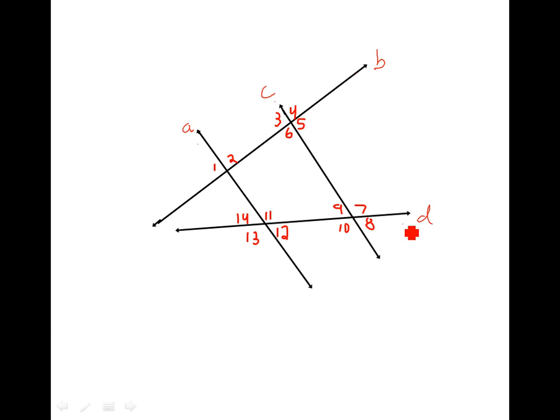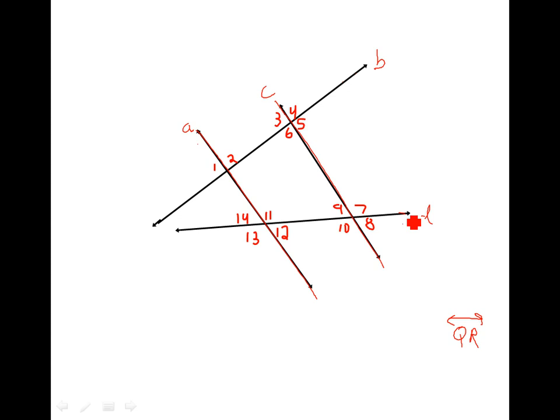Remember, we can name these lines with lowercase letters at the ends of lines instead of the 2 letters that we normally name a line with, something like line QR. I would rather you name them with the 2 letters, but sometimes it's just a little more efficient, a little easier to name them this way. So if I pick lines A and C as my 2 coplanar lines, then B could be a transversal or D could be a transversal, but I don't want to look at them both at the same time.